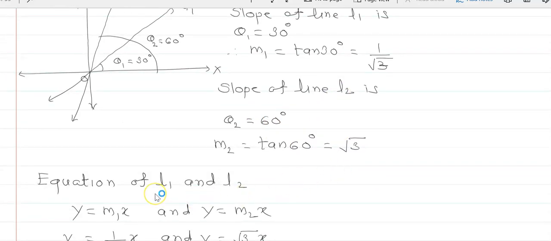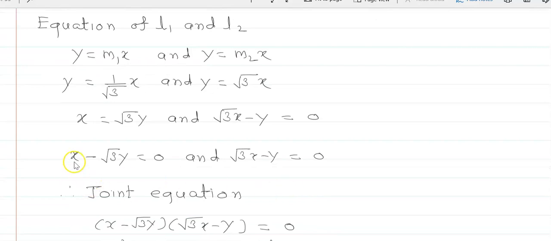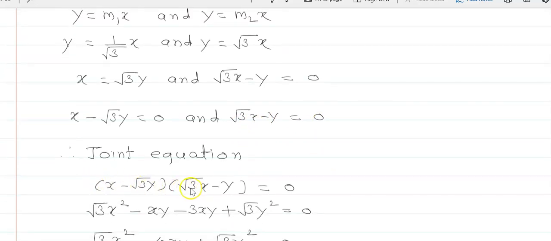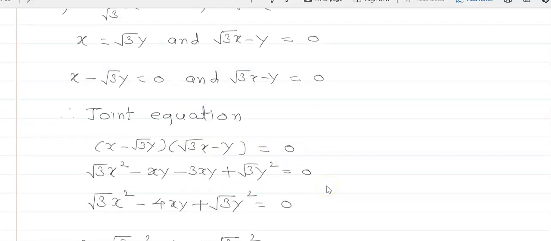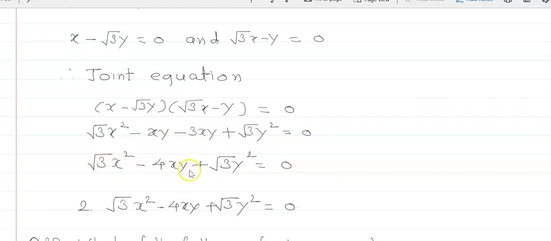Equation of L1 and L2: y is equal to M1x, y is equal to M2x, so y is equal to 1 upon root 3 x, and y is equal to root 3 x. Simplify it: x minus root 3 y is equal to 0 and root 3 x minus y is equal to 0. The joint equation is x minus root 3 y into root 3 x minus y is equal to 0. And their product, root 3 x square minus xy minus 3xy plus root 3 y square is equal to 0. Root 3 x square minus 4xy plus root 3 y square is equal to 0. And hence option second is the correct one.